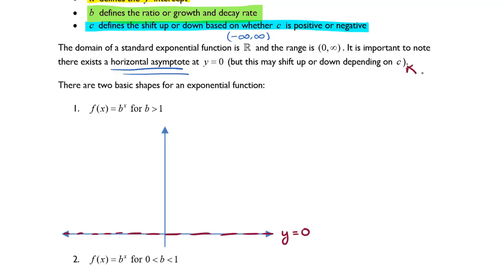Now remember, if you add c, it would shift it up, and if you subtract c, it would shift it down. So if we want to talk about f of x equals b to the x, where b is greater than 1, we will have a function that has exponential growth. And you will always see the function crossing the y-axis at the point 0, 1. This is exponential growth.